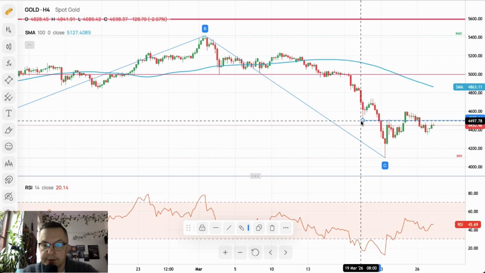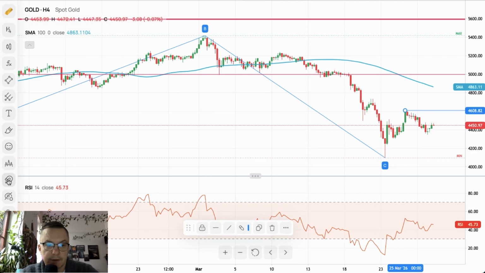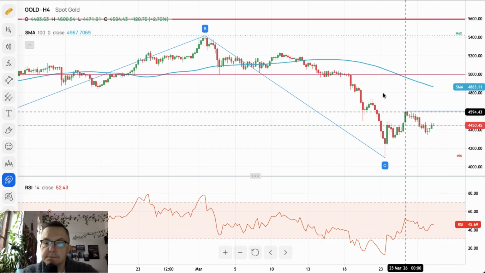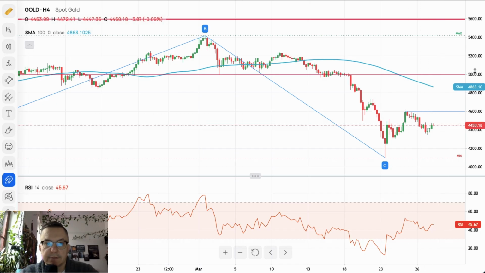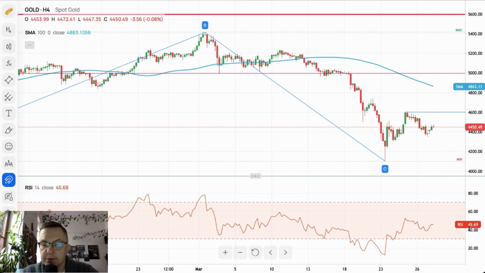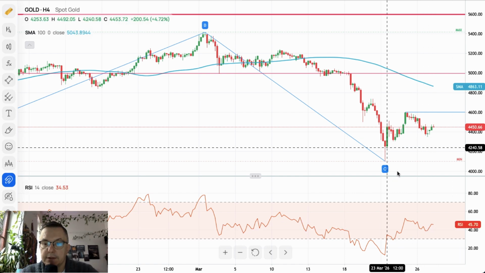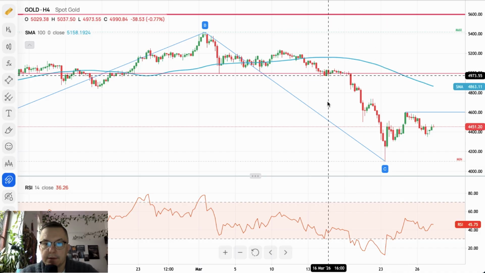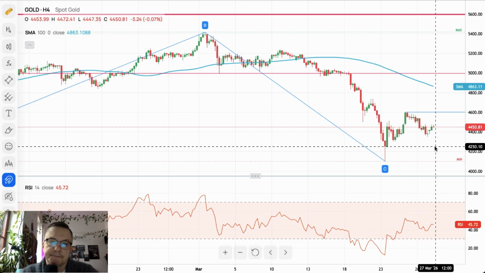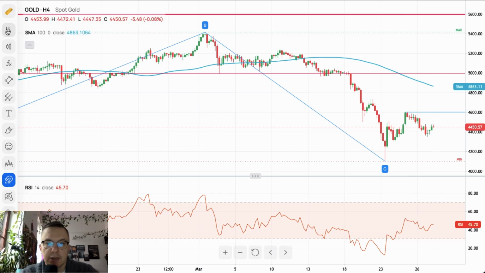Let me just remove this level here and apply it to the newest one, because there you go, this is the current situation. 4,600 is the new swing high, and now the market keeps moving lower. Momentum is still quite negative, 45 points only, so it doesn't actually support the movement to the upside. Nevertheless, we need this breakout in order to confirm the downside movement.